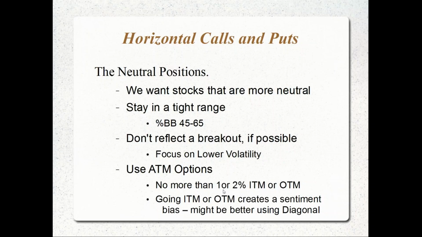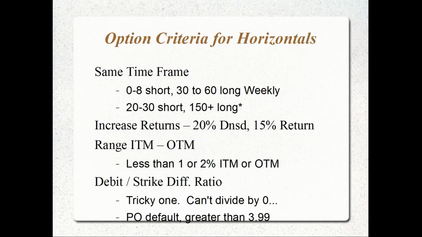And reverse, if I go out of the money with the calls, I've created an extremely bullish position where now I need the stock to move up 3 or 4 strikes in order to have the maximum profit on the position. If you have that sentiment that the stock's more bullish or more bearish, you want to focus on the diagonal rather than trying to set the horizontal. The option criteria are going to be the same. Okay, you're going to look for the 0 to 8 days out, 30 to 60 when using weeklies.